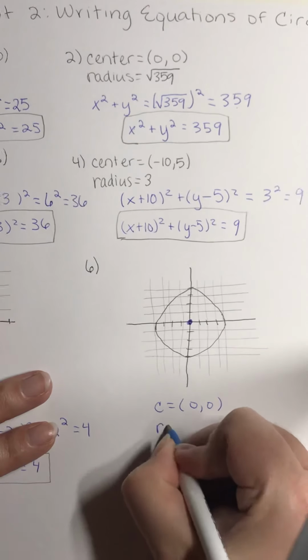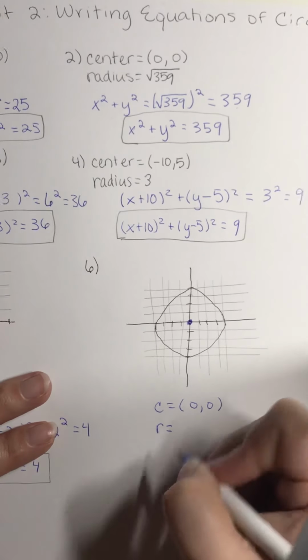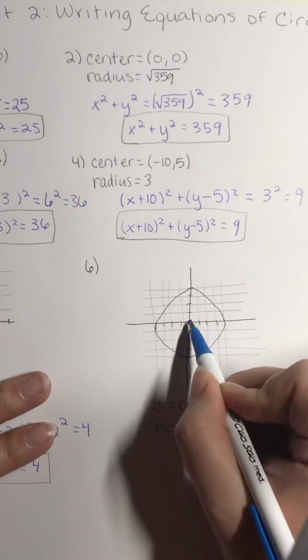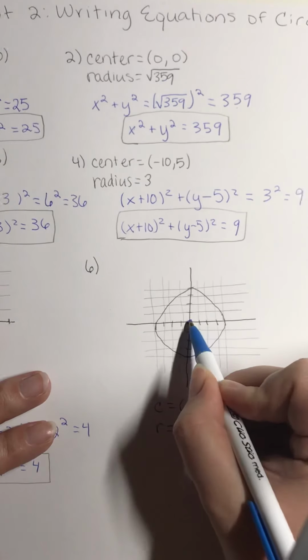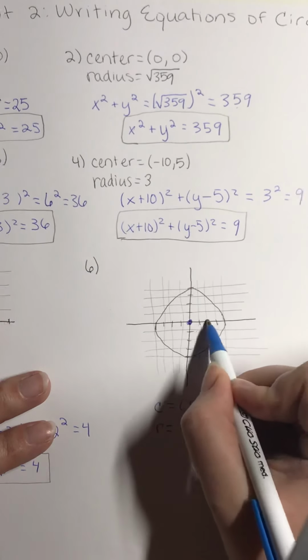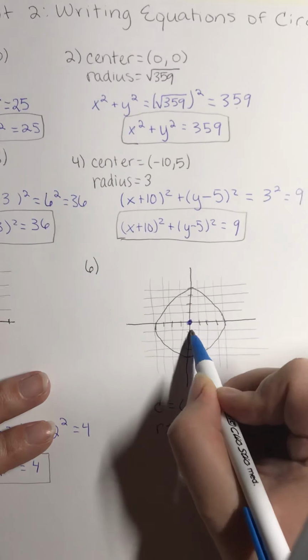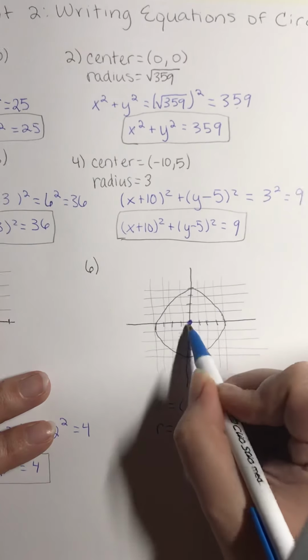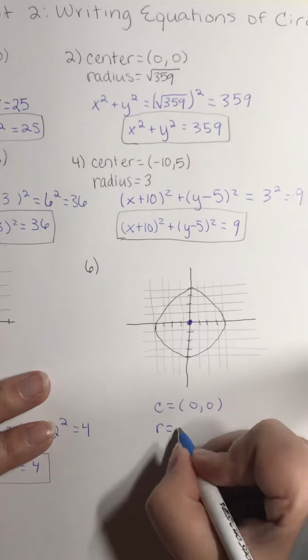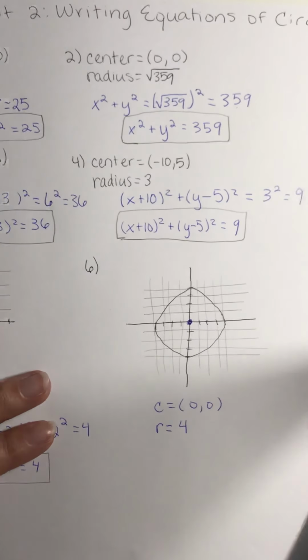What's my radius? Looking at this graph, the radius is the distance from the center to any point on the edge of the circle. If I start at my center and I go this way, it's 1, 2, 3, 4. If I start at my center and go down, it's 1, 2, 3, 4. 4 that way and 4 that way. So my radius is 4.